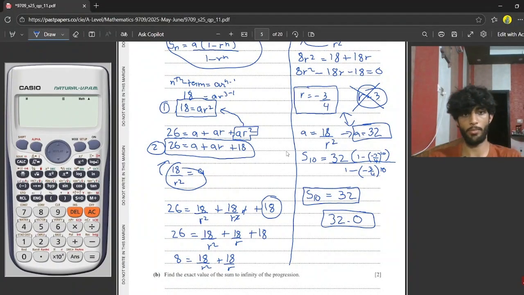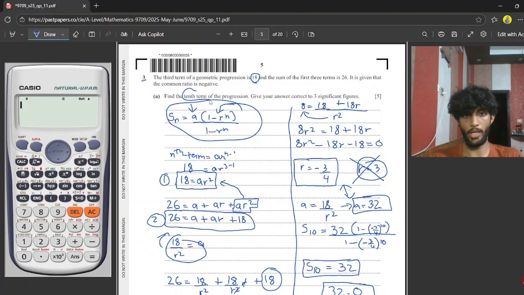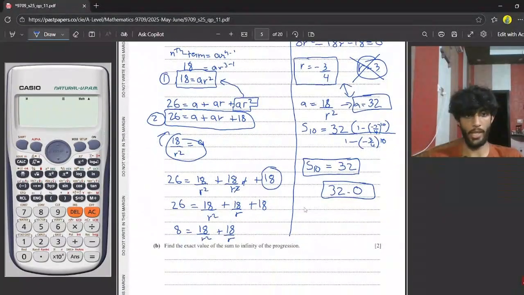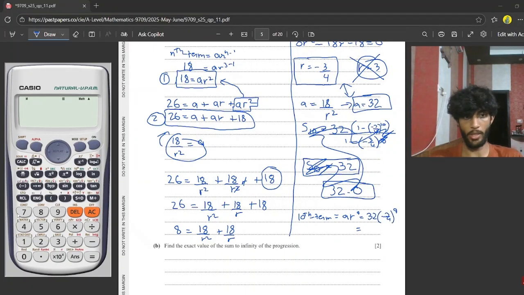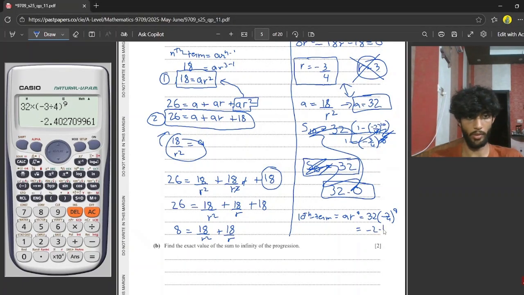Wait, actually, I realized I was supposed to find the 10th term, not the sum of the first 10 terms. So scratch all of this. My 10th term is going to be a r to the n minus 1, so 10 minus 1 is 9. This is just going to be 32 times minus 3 by 4 raised to the power 9. So a is 32 times minus 3 divided by 4 raised to the power 9. That is going to be negative 2.40.